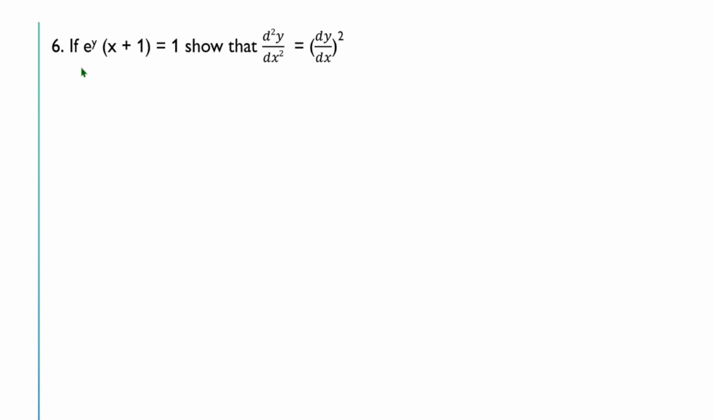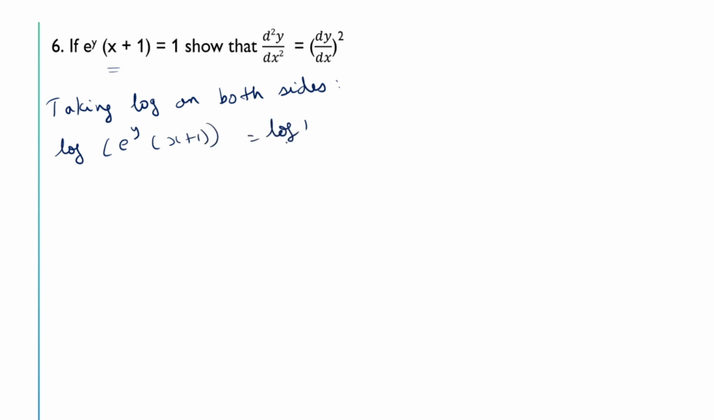Next question, if e raised to y into (x plus 1) equal to 1, show that d square y by dx square equal to (dy by dx) the whole square. So it is given e raised to y into (x plus 1) equal to 1. Here let us take log, taking log on both sides. So we get log of e raised to y into (x plus 1) equal to log 1.